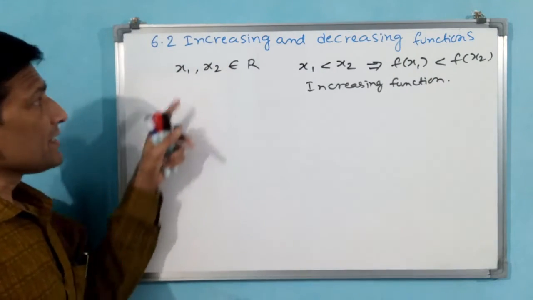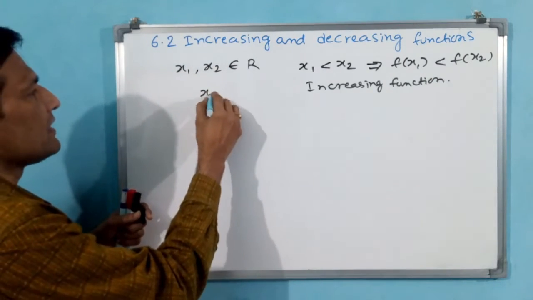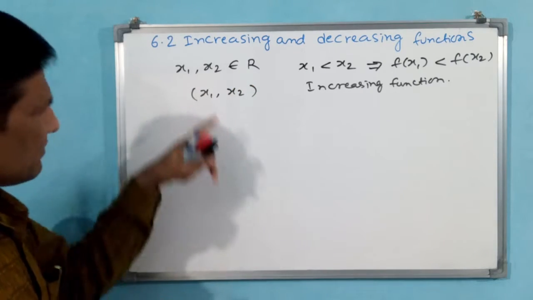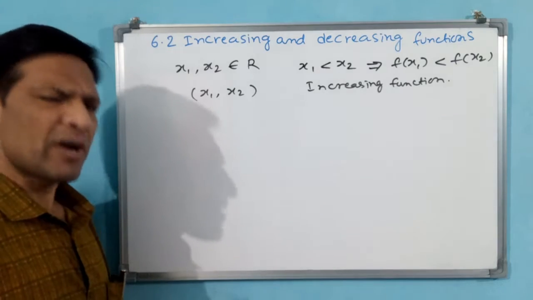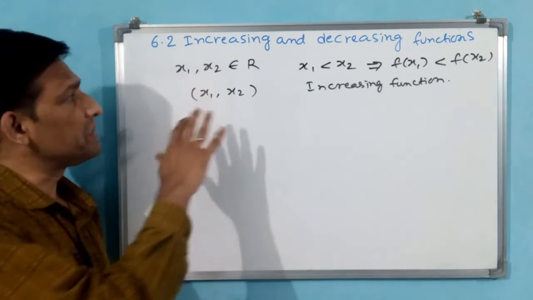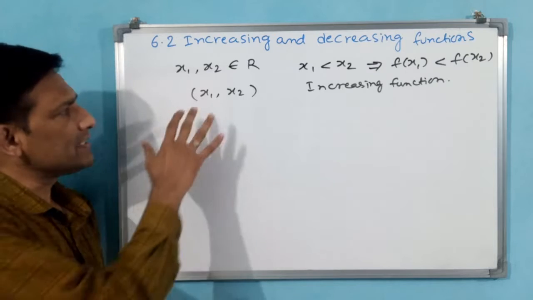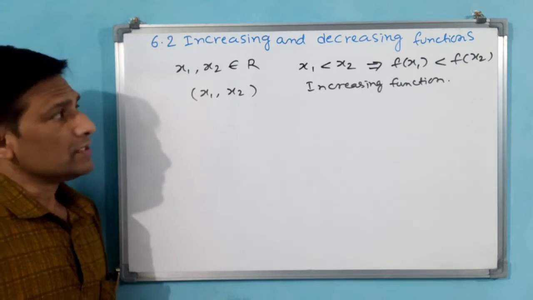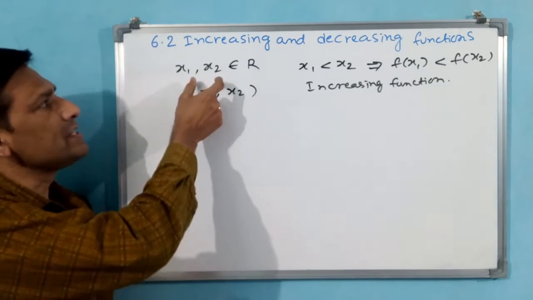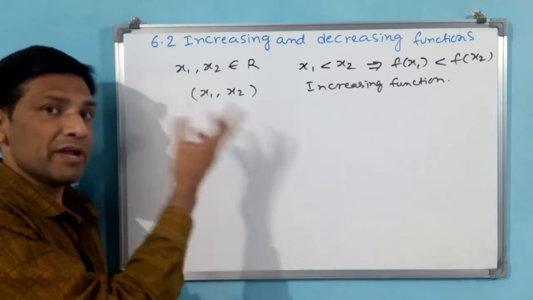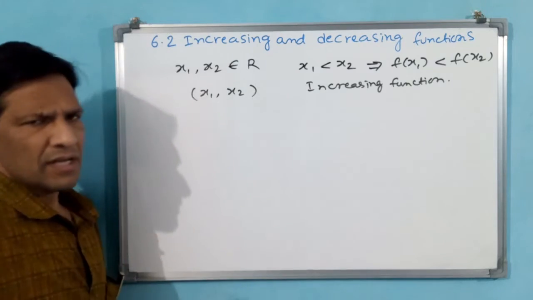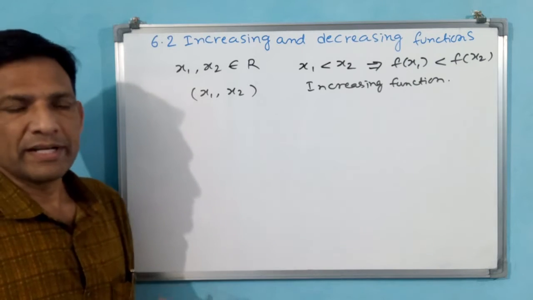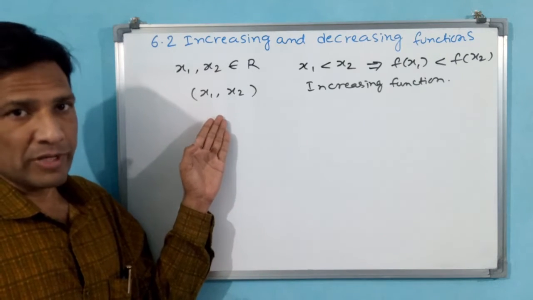Provided, the interval is also applicable here. Interval x1 comma x2. Sometimes it may be a closed interval, open interval, whatever it may be. Based on the situation we will take this interval, but you understand that this interval is also applicable. One function is increasing at a certain interval means it may or may not be increasing at all real numbers. x1, x2 are real numbers only. If you write like this, it is going to become an interval.